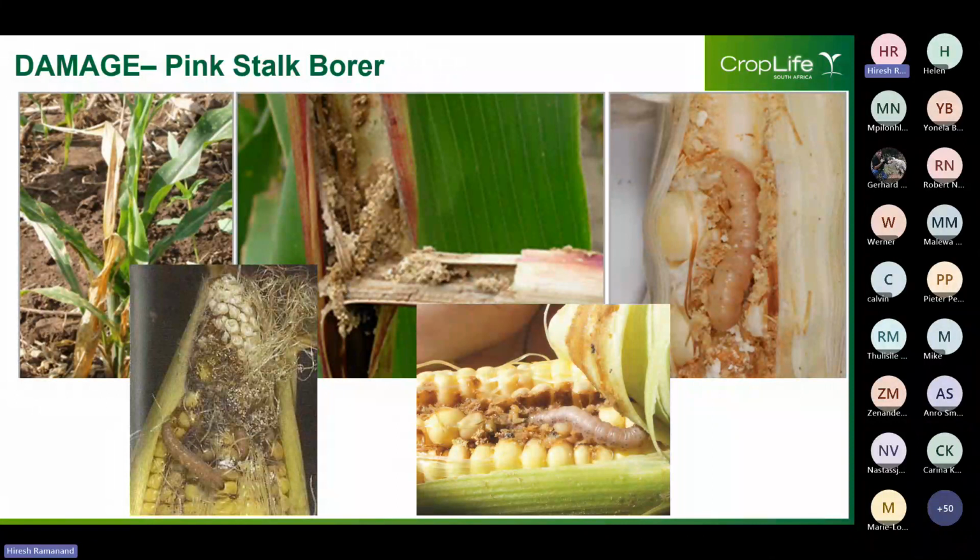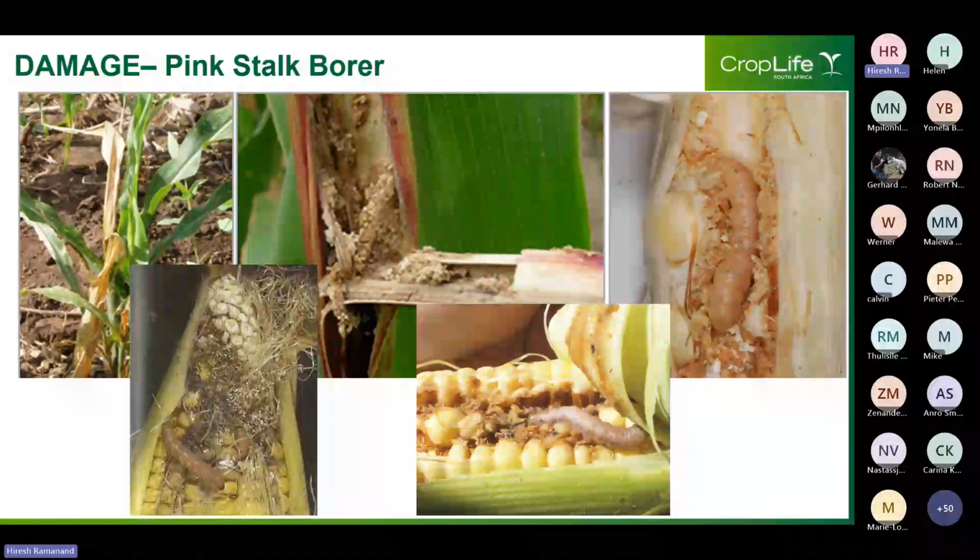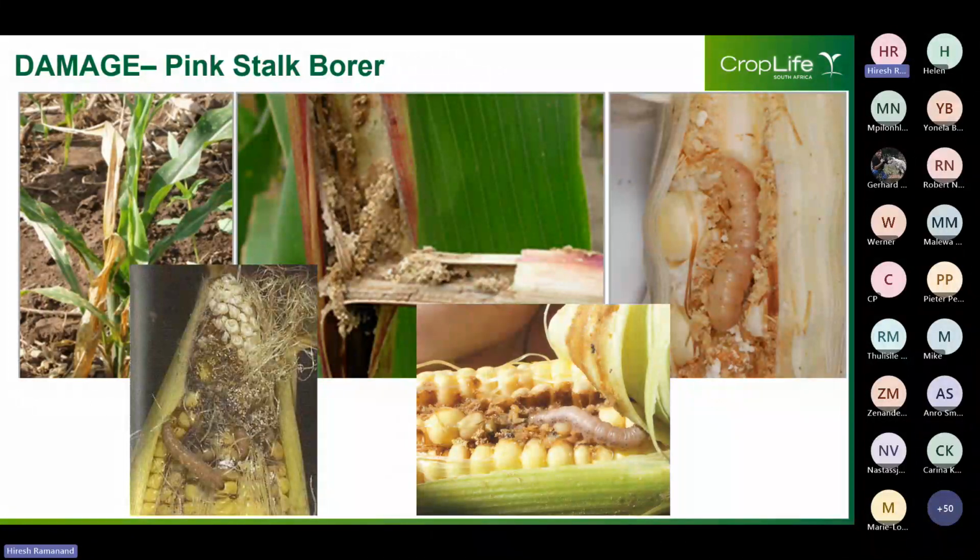Frass is also deposited in the stems, and that's pointed out here in this image, where larvae feed on kernels. In the cobs, frass deposits are also visible, and I think that's quite clearly shown in these two images here. Now, from this, it should be clear to all of you that the symptoms here are similar to both Busseola and Chilo, where larvae tunnel into stems and cobs are targeted.